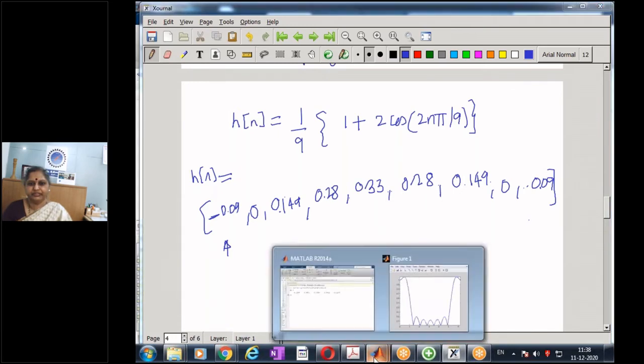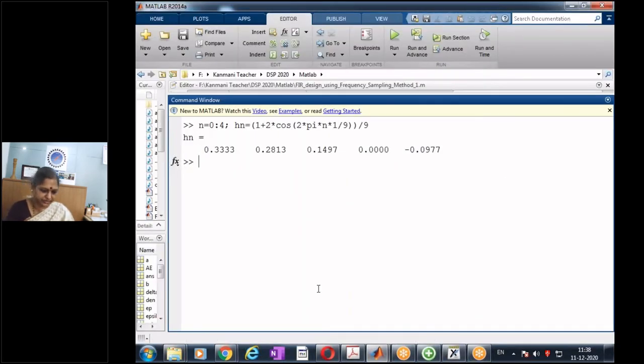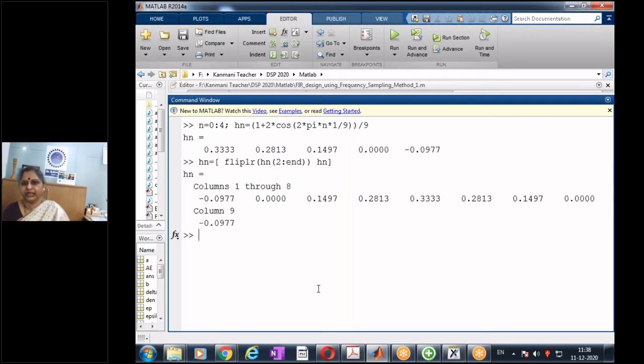So now if we try to plot our result, I can have my complete impulse response of my design filter as, say, flip left to right h n of 2 to end, and then h n. This is what I have, and my index runs from 0 to n minus 1, n minus 1 is 8, and let us try to plot the result. Stem, n comma h n.